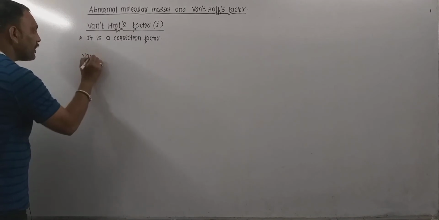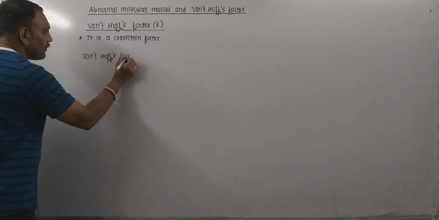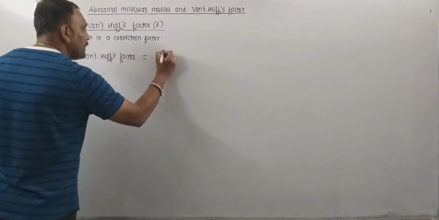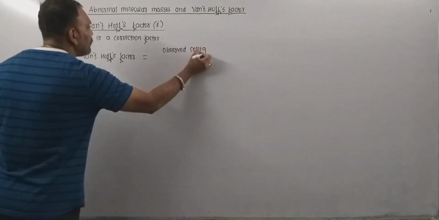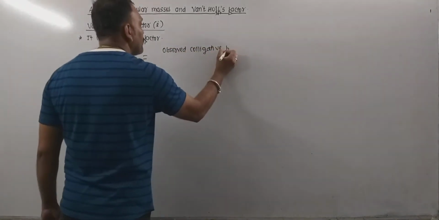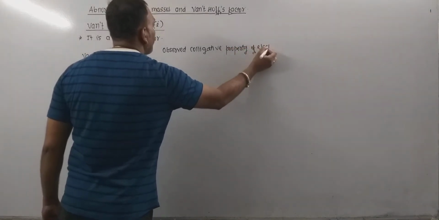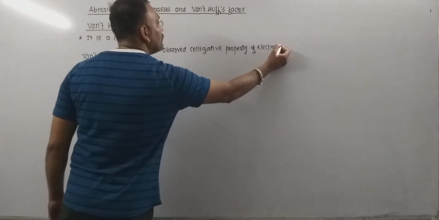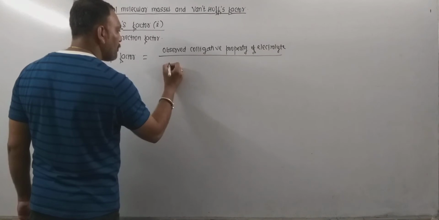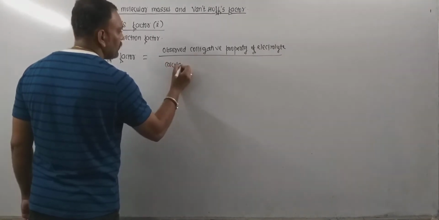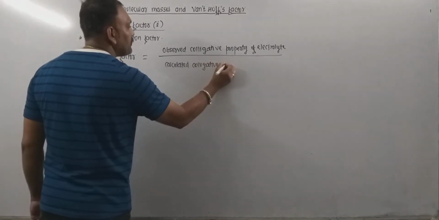So in simple words, one can say that Van 't Hoff factor is the observed colligative property of electrolyte upon the calculated colligative property.